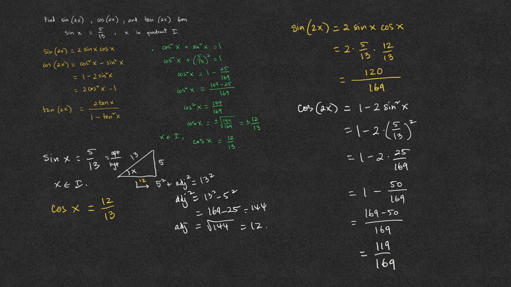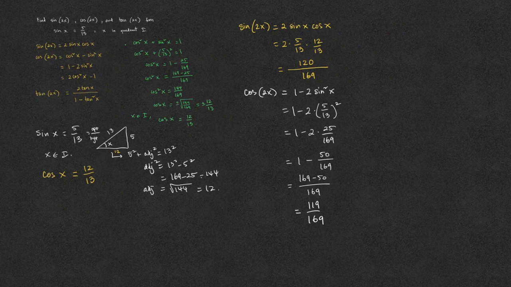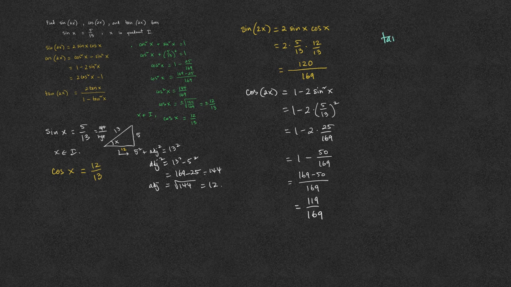Next, for tangent of 2x, there is an easier way to compute it, but for now, tangent of 2x is 2 times tangent of x over 1 minus tangent squared of x. So to compute tangent of 2x, we should find tangent of x first. We either use the trigonometric identities or the right triangle. Using the right triangle, tangent is opposite 5 over adjacent 12. So tangent of x is 5 over 12. Remember that x is in the first quadrant, so tangent of x is positive.